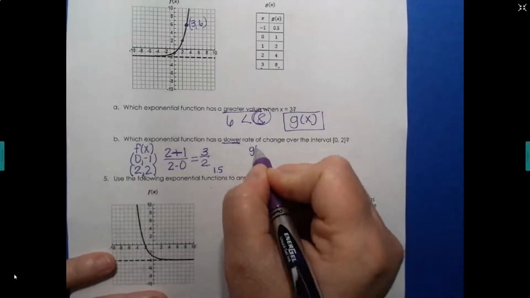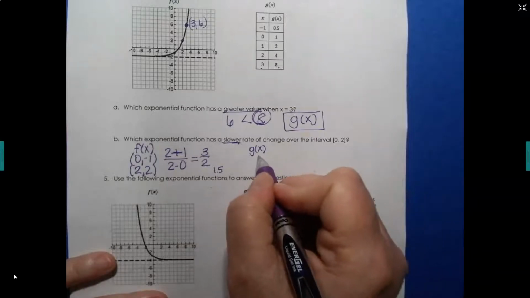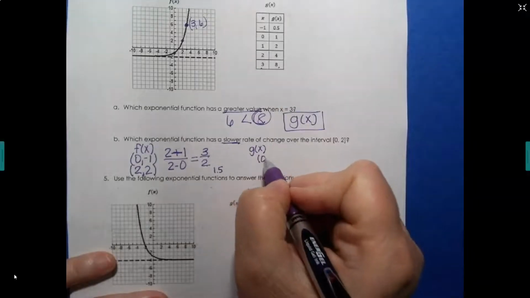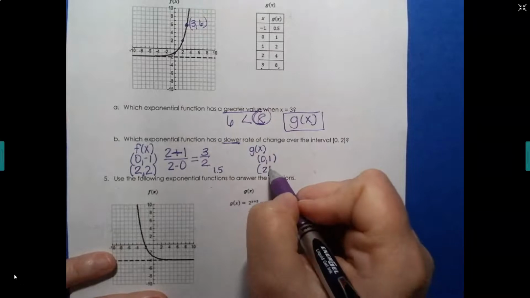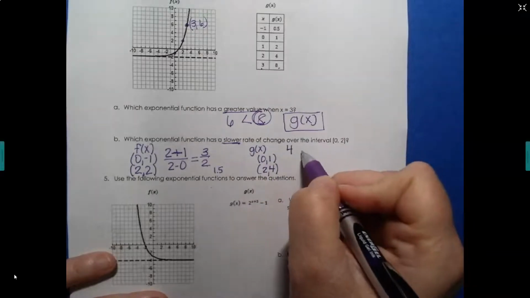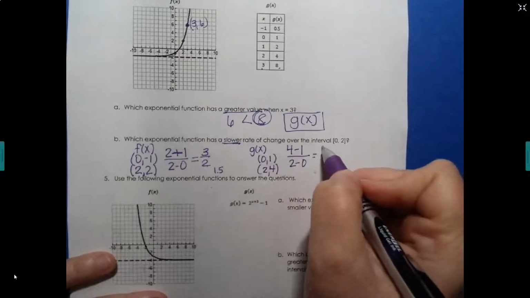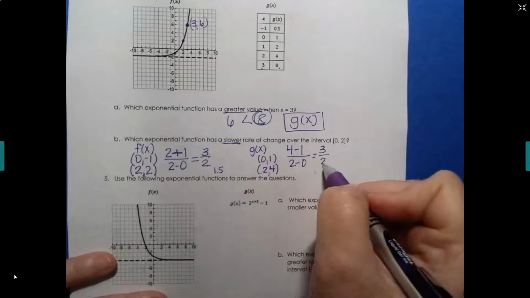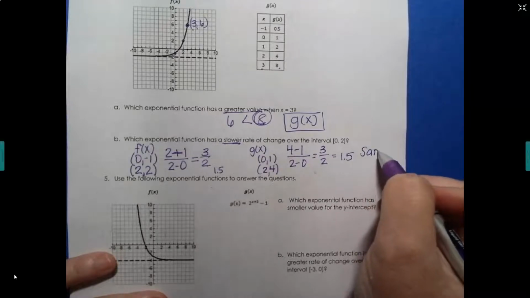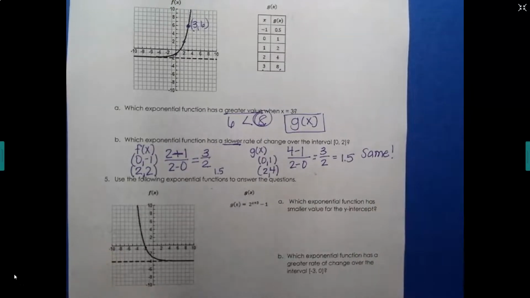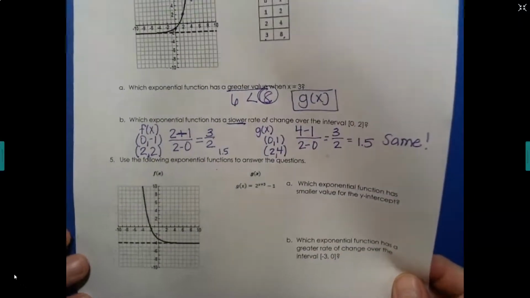Let's see what g of x looks like. So g of x is, if my x value is 0, my y value is 1. If my x value is 2, my y value is 4. Plug this into the slope formula. y2 minus y1 over x2 minus x1 gives me 3 over 2, which is 1.5. These guys actually are the same. One is not bigger than the other. They're both the same. That happens sometimes, and it's not a big deal. You just want to check to make sure.